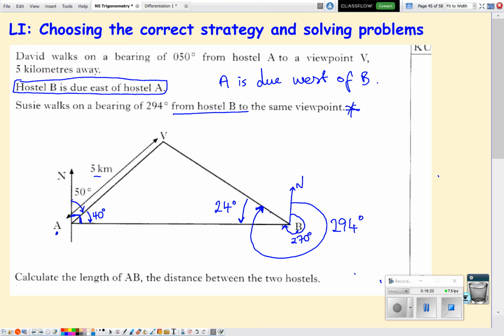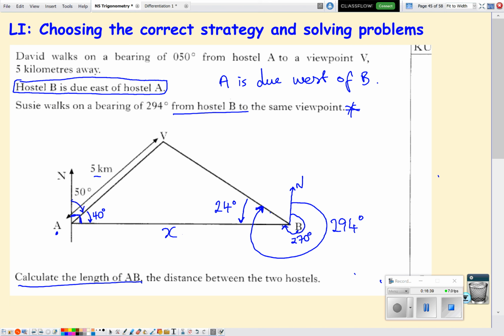So what's the question then? Calculate the length of AB, that's that side of the triangle, the distance between the two hostels, right? Okay, so let's start running through all of our strategies. The first one's areas. This is not an areas question, so we can rule that out.